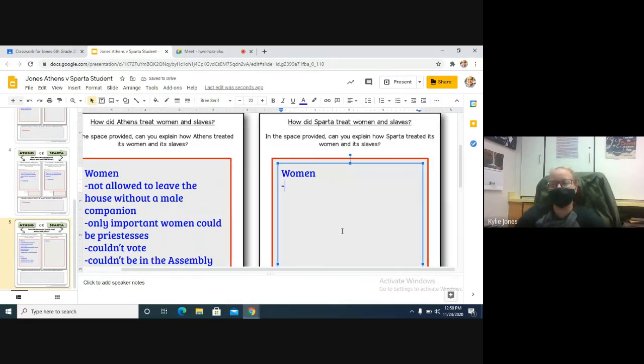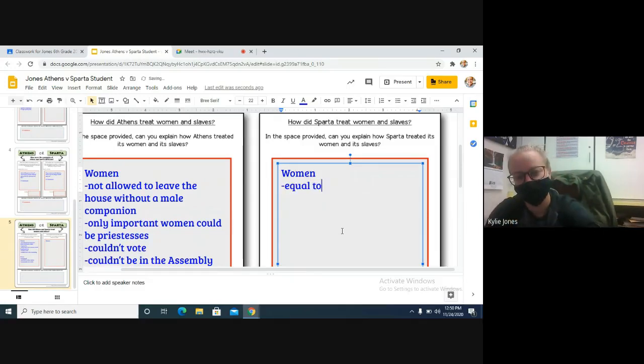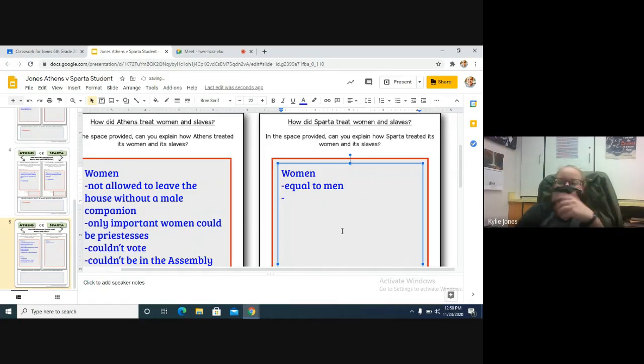How are the women treated in Sparta? Raise your hand. That was not raising your hand. Maddie. Thank you. They were equal to men. Okay, so because they're equal to men, what are some of the things that they could do? Own property. Okay, what else? Raise your hand and let me know something else they could do.